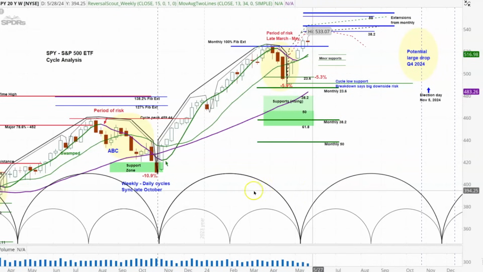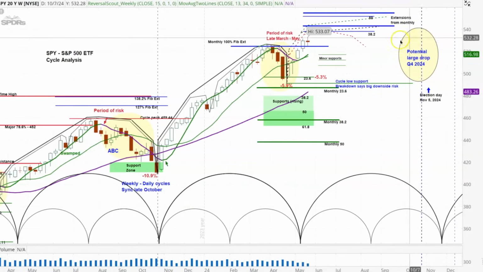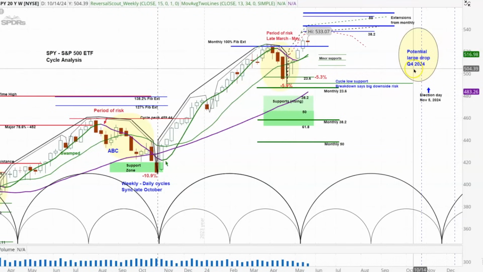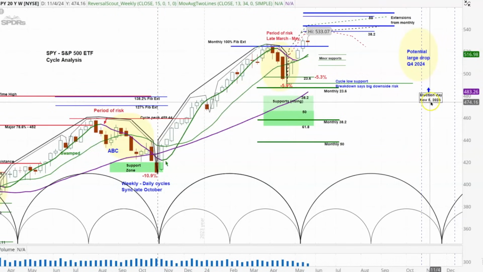Now, I want you to see out here. You see this note here, potential large drop in Q4 of 24. Here's election day right there, November 5th of 2024. I don't know if these are related, but it is possible that they are. Additionally, if there was a pullback in here, here's your minor support. So that's how we have this all labeled in here.